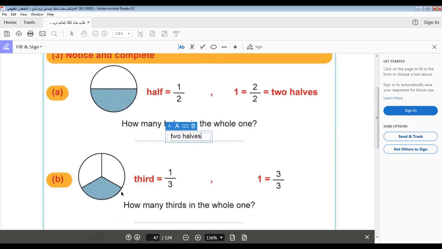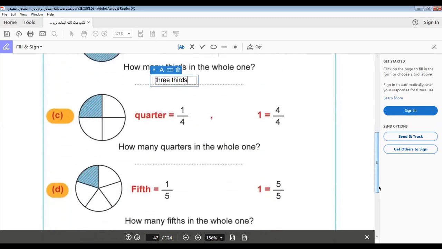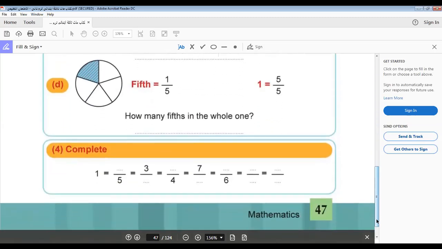Same idea. How many thirds do you have in a whole one? 3/3. And so on. How many quarters? 4/4. How many fifths? 5/5. How many sixths? And so on. Okay, so you will do the rest by yourself.